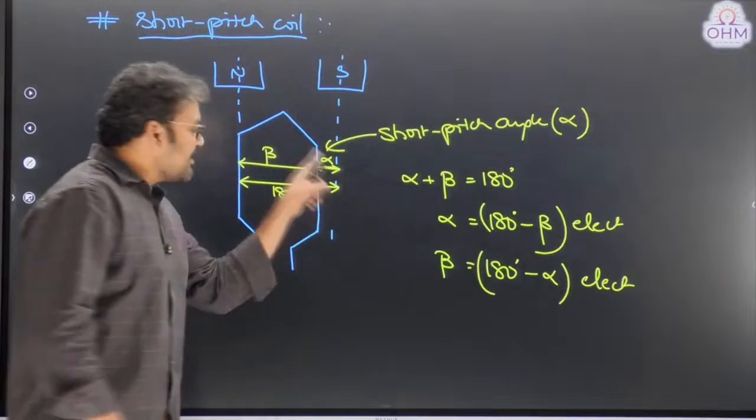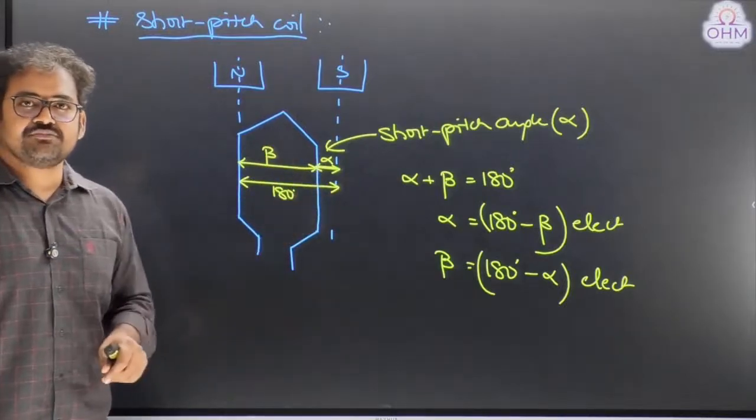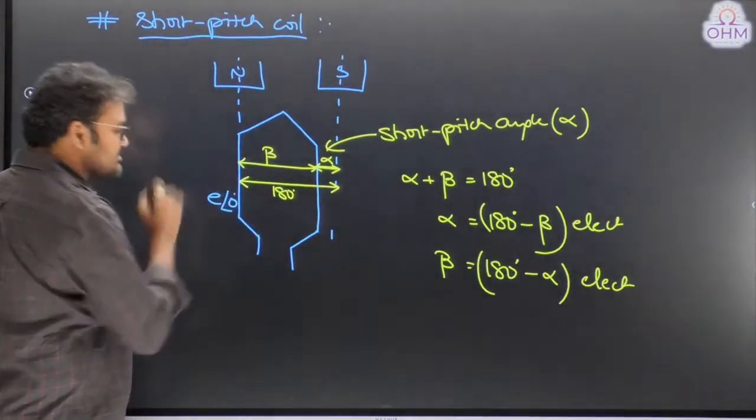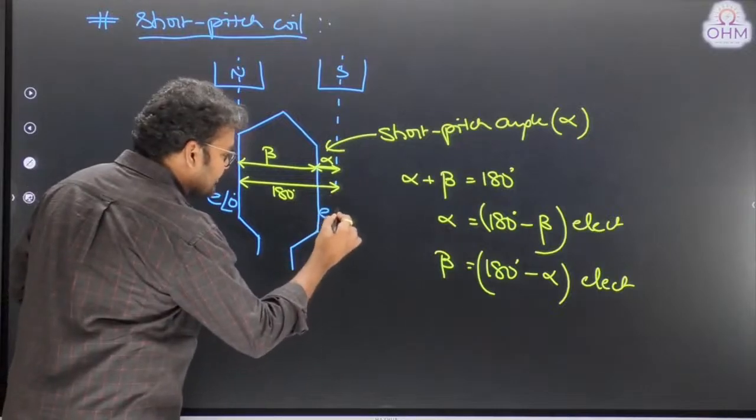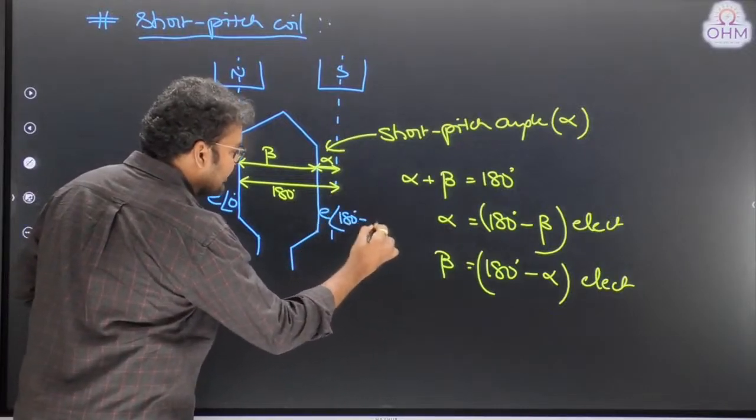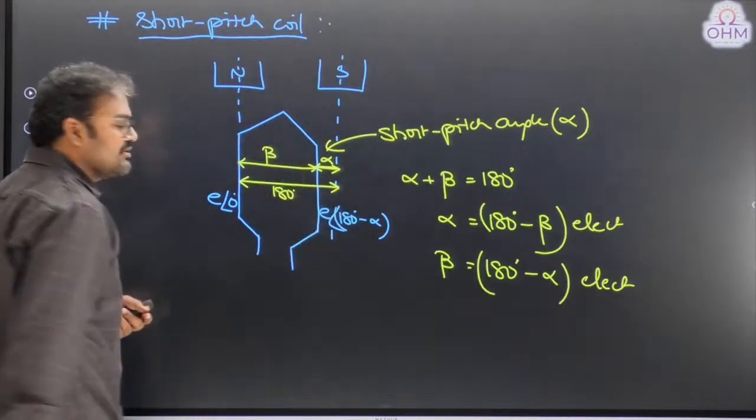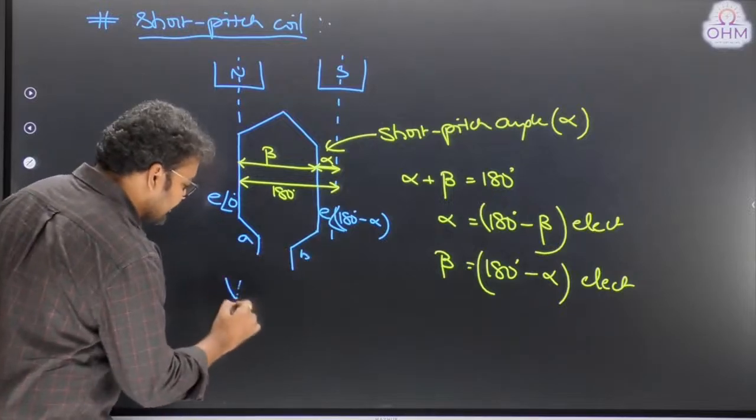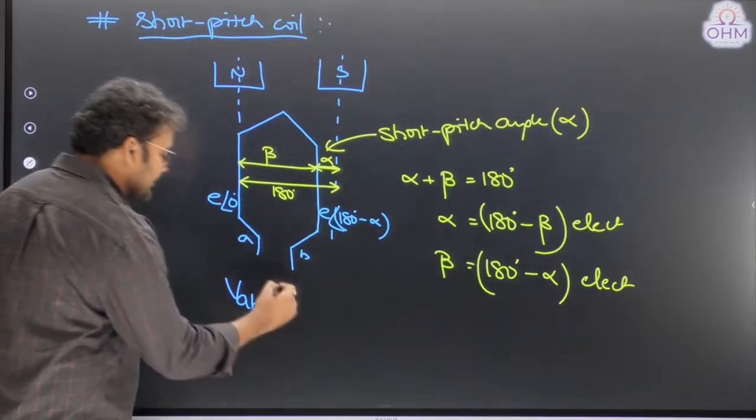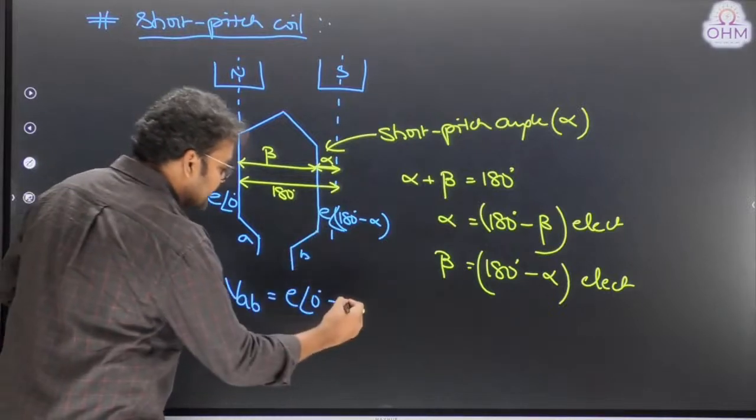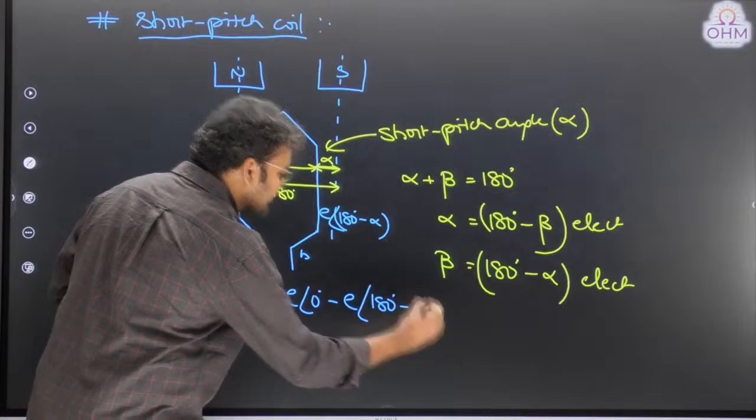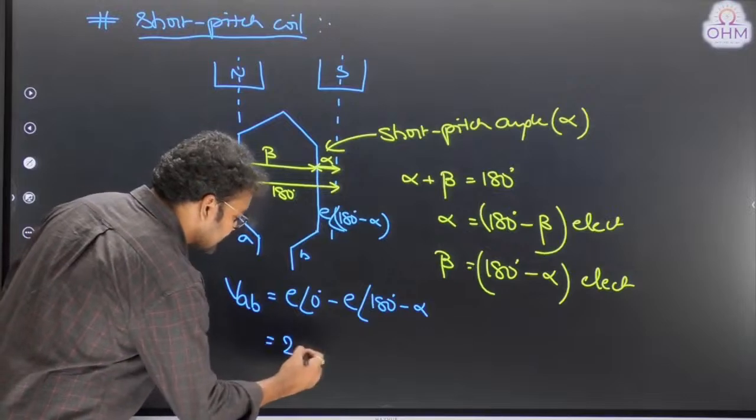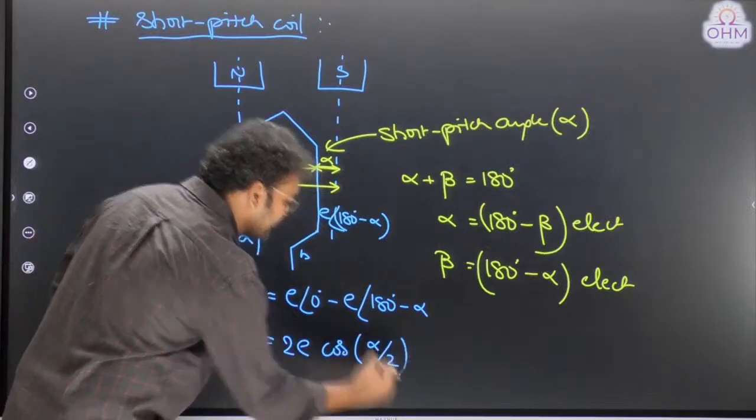So what is this alpha? Alpha is the short pitch angle. Therefore, suppose this side the voltage is E at an angle 0, then the other side the voltage is E at an angle 180 degrees minus alpha. It was shorted by some angle alpha. Let us say this side is A, this side is B, then VAB is equal to E at an angle 0 plus E at an angle 180 degrees minus alpha. If you add both of them vectorially, you will get the answer 2E cos alpha by 2.